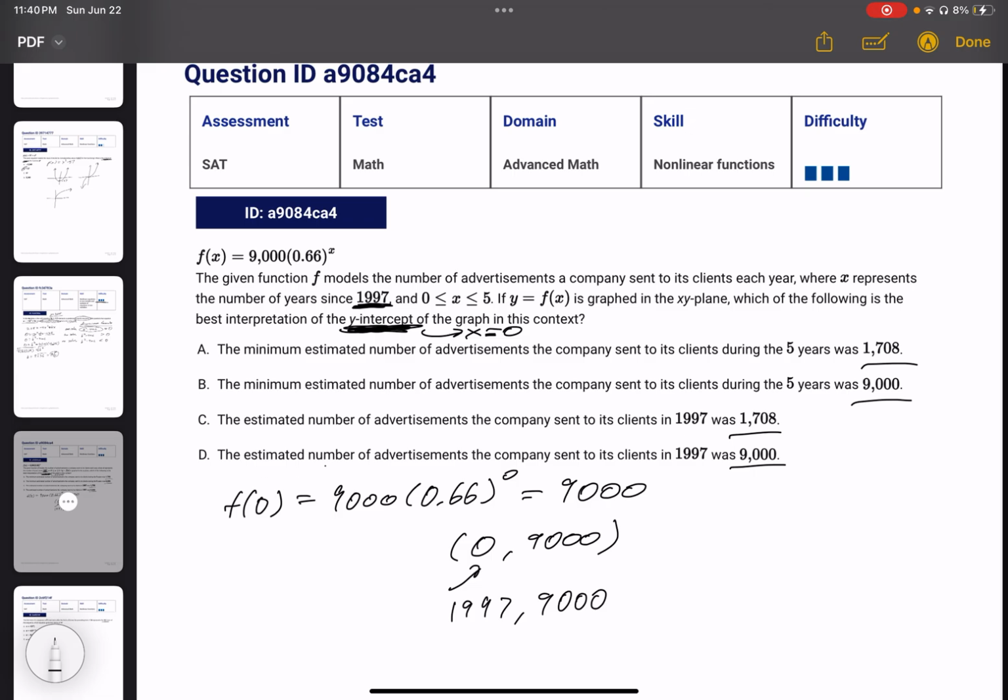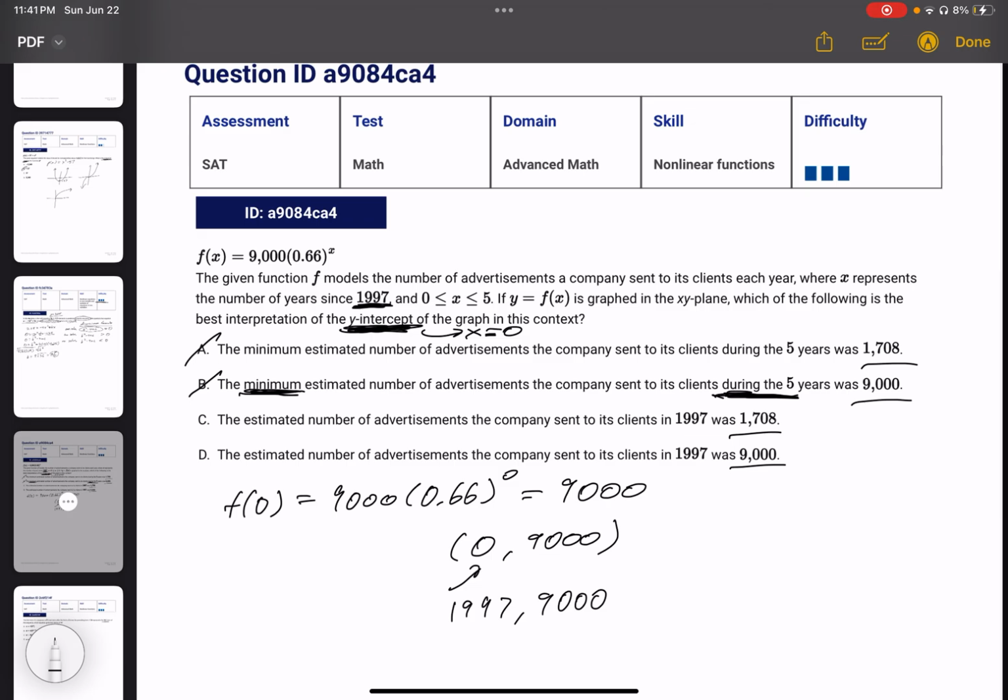And if we look at our answer choices here, we have a 1,708. We're not even going to read that answer. The minimum estimated number of advertisements the company sent to its clients during the 5 years was 9,000. During the 5 years, no, that's not what we're looking for. It's not the minimum during the 5 years. That's a different thing.